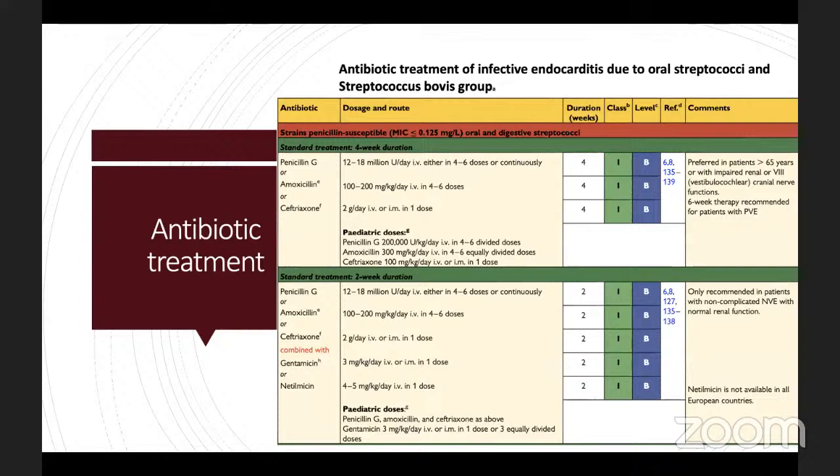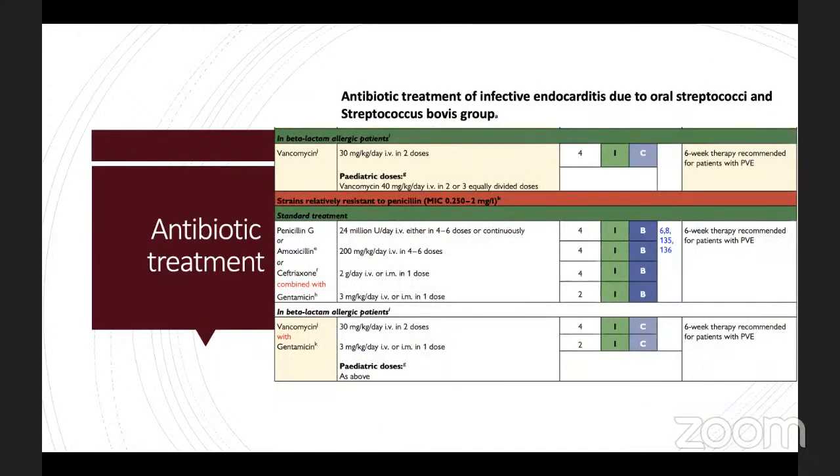Antibiotic treatment for infective endocarditis due to streptococci and Streptococcus bovis, if the patient is penicillin susceptible: standard is to start with penicillin, ampicillin or ceftriaxone for 4 weeks, or to start with 2 weeks of penicillin, ampicillin or ceftriaxone combined with gentamicin or netilmicin. If the patient has beta-lactam allergy, give vancomycin. If the strain is relatively resistant to penicillin, start with standard treatment, penicillin, ampicillin or ceftriaxone, combined with gentamicin. In beta-lactam allergy, vancomycin with gentamicin.